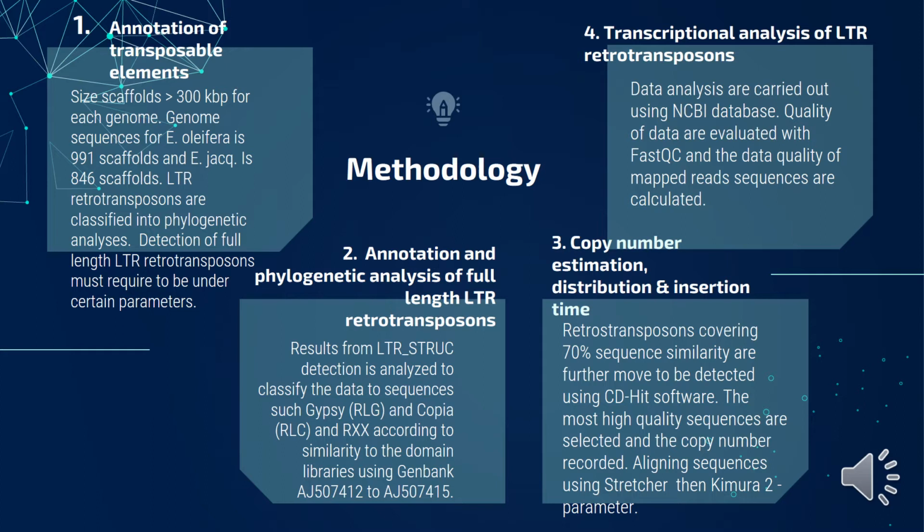The third methodology is that all retrotransposons with 70% sequence similarity coverage are taken to be identified in software. Longer sequences with the highest percentage of nucleotide sequence identity are selected.